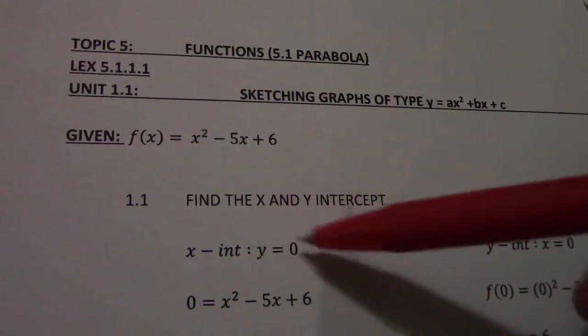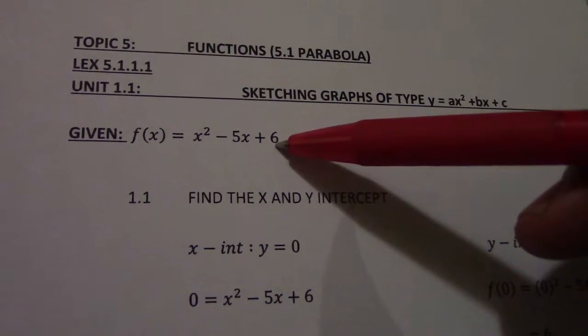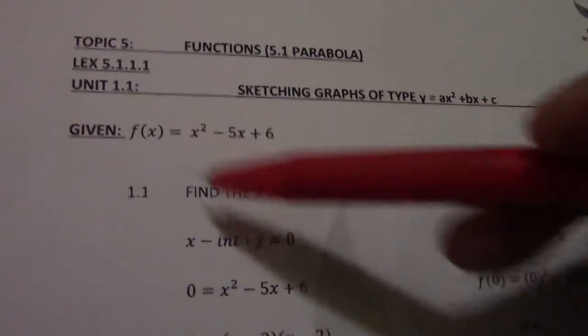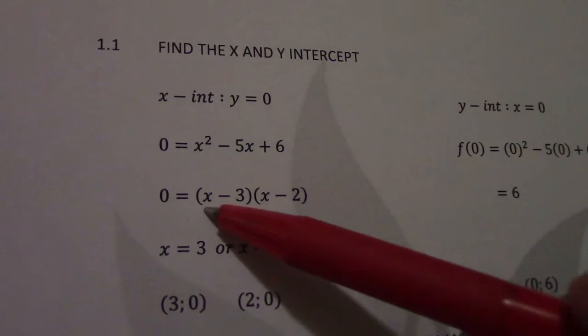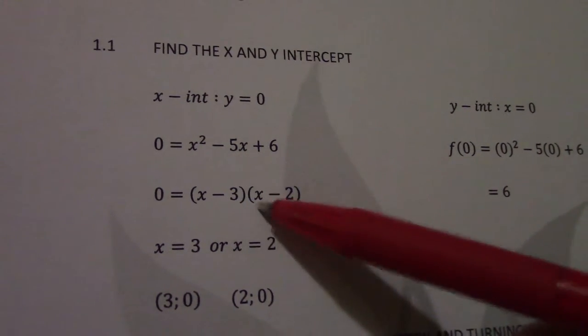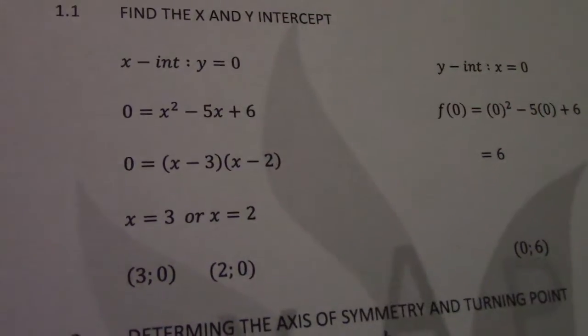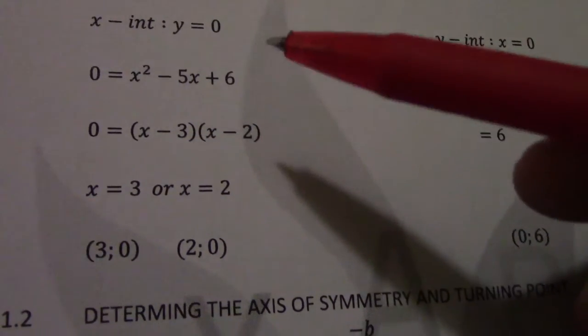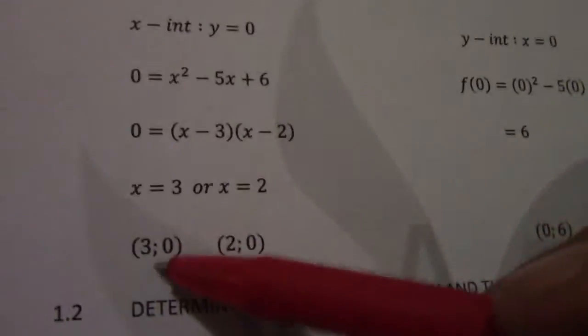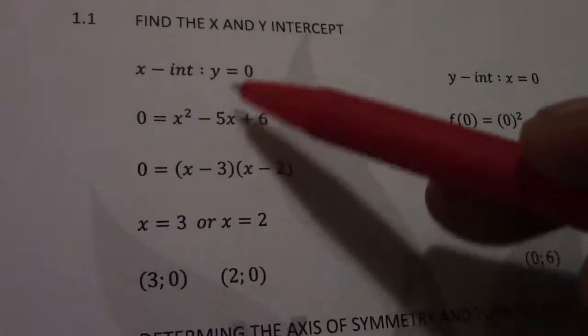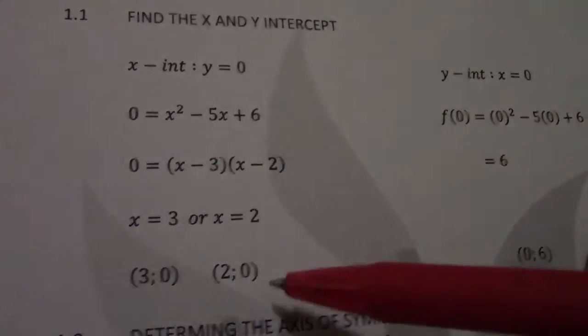So to find the x-intercept, we must remember y equals 0. So if I make y 0 there, 0 = x² - 5x + 6. So I factorize: (x - 3)(x - 2). x times x is x², minus 3x minus 2x, my apologies, minus 5x, plus 6. So x = 3 or x = 2. So my coordinates there are (3; 0), remember y is 0, and (2; 0).